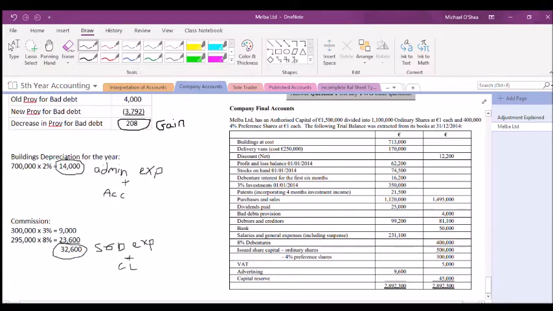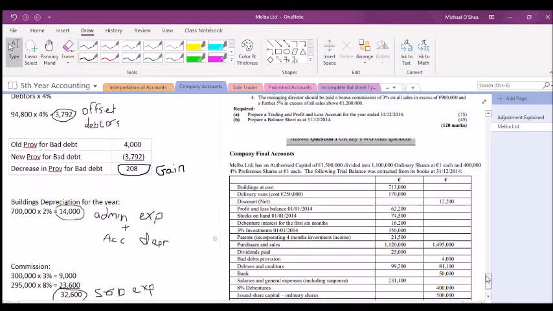Again, I can't find the mouse properly here. Accumulated depreciation. Also not great at drawing with my cursor. The other entry that's made here for that 14,000 is the usual expense, and buildings is an admin expense.